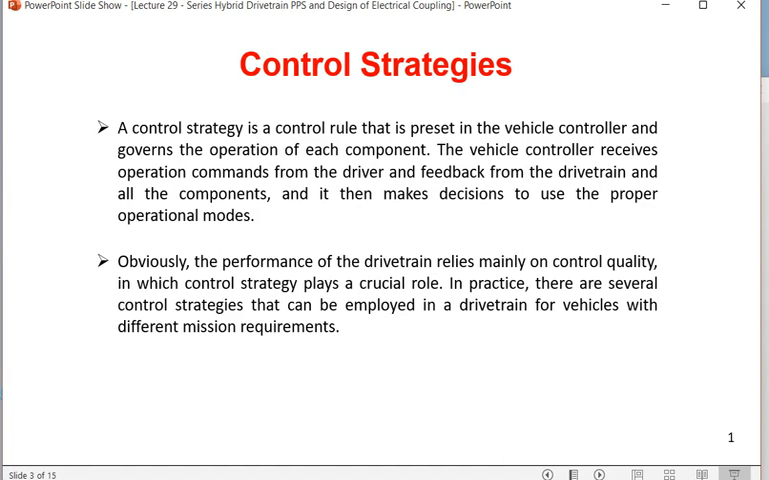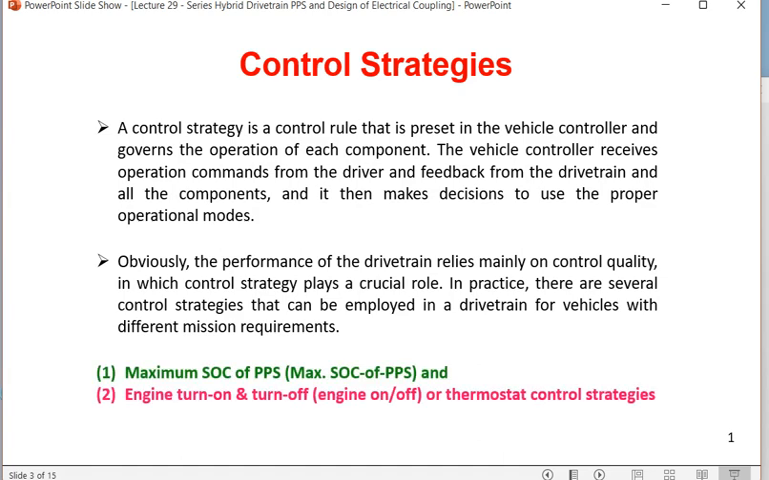In practice, there are several control strategies that can be employed in a drivetrain for vehicles with different mission requirements. First, we are going to see the maximum SOC, that is state of charge, of PPS, which is also called the max SOC of PPS control. Second, we are going to see the engine turn on turn off control, or thermostat control strategy.